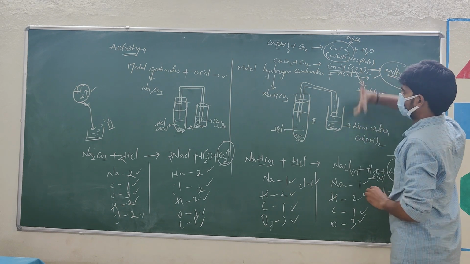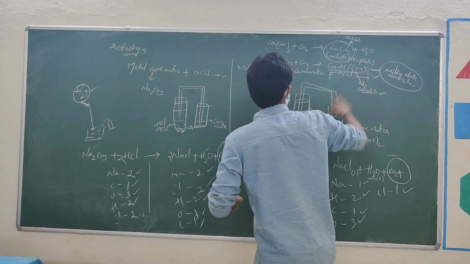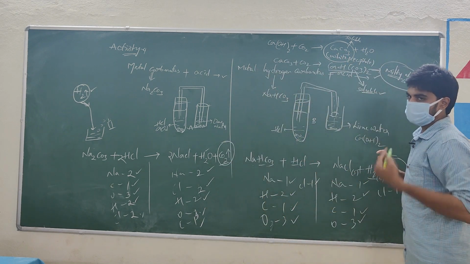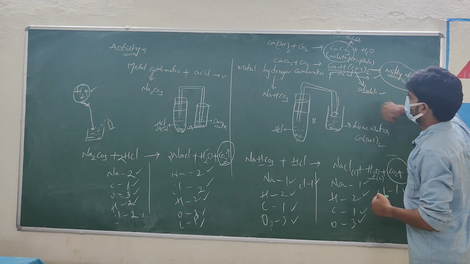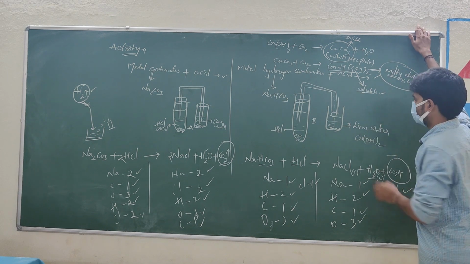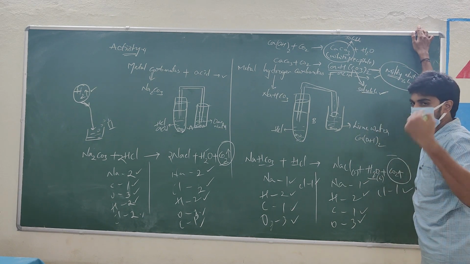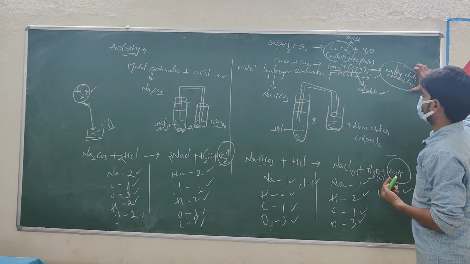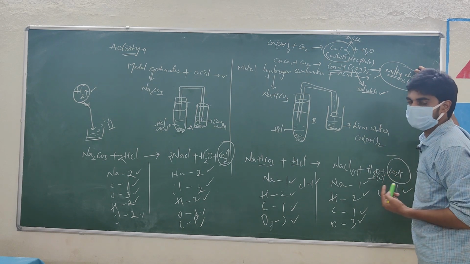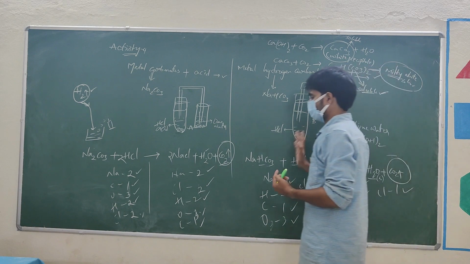You need to remember these two cases, they might ask you in the examination, okay. Is calcium carbonate soluble in water? No, it is not soluble in water. Is calcium hydrogen carbonate soluble in water? Yes, it is soluble in water. Then what is the color of the solution? Milky white color, okay. You need to remember this, right? So this is the overall equation.